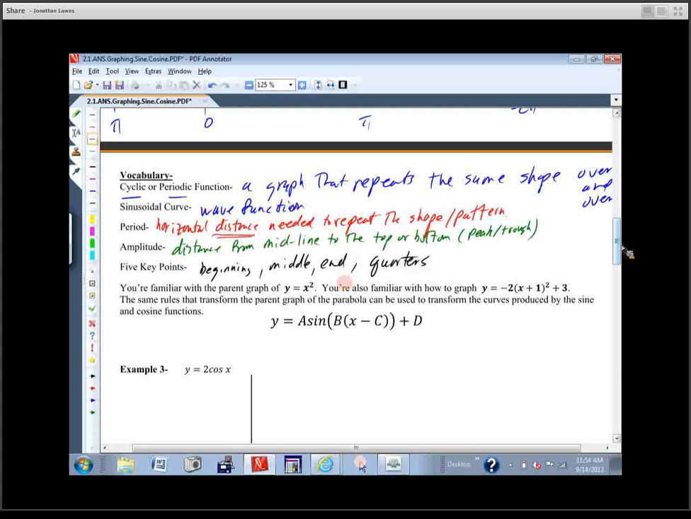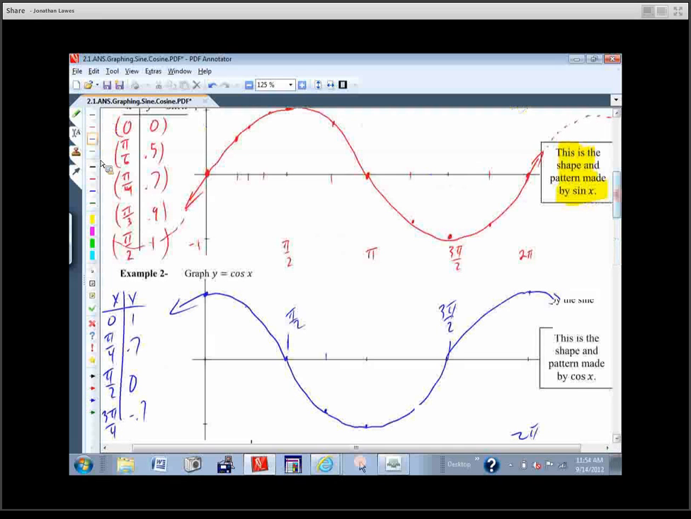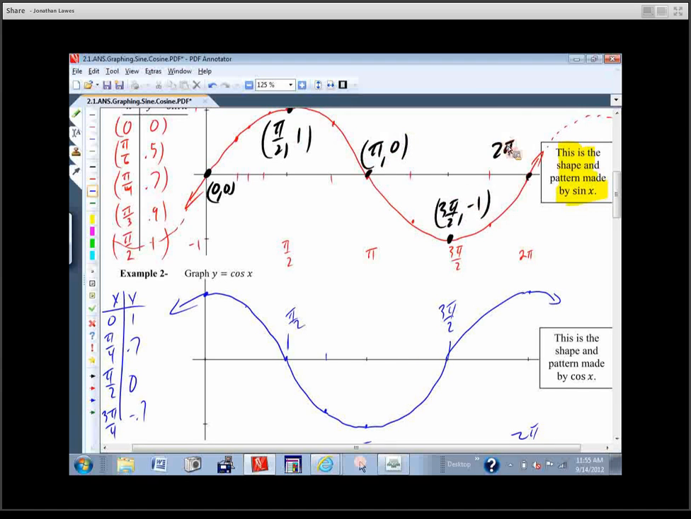So everybody got this written down? Okay, so here are the 5 key points on these two functions. The 5 key points on this one are right here, up here, here, here, and here. There's the beginning, there's the middle, there's the end, and these are the quarters. This is 1/4 of the way through the whole cycle, and this is 3/4 of the way through the whole cycle. So this one would be (0, 0). This one would be (pi halves, 1). This one would be (pi, 0). This one would be (3 pi halves, -1). And this one would be (2 pi, 0).